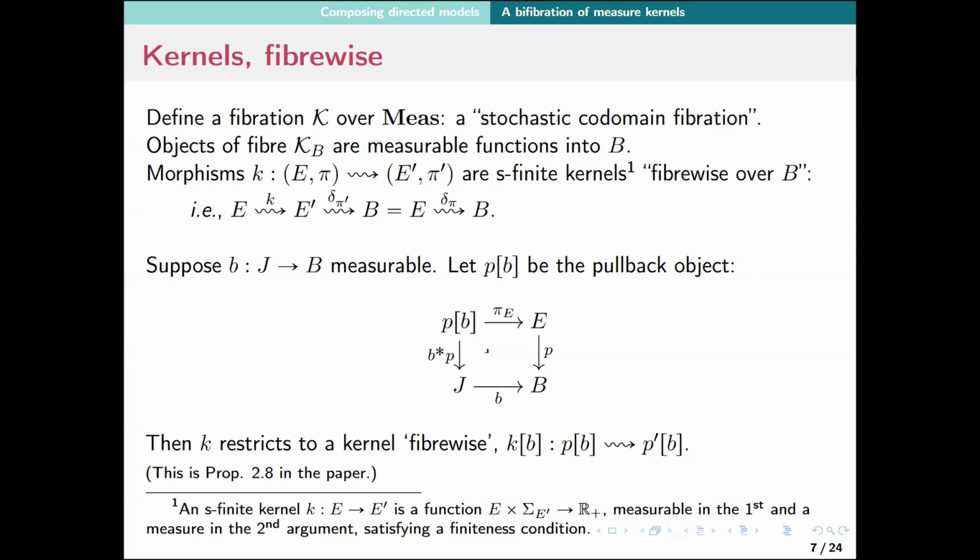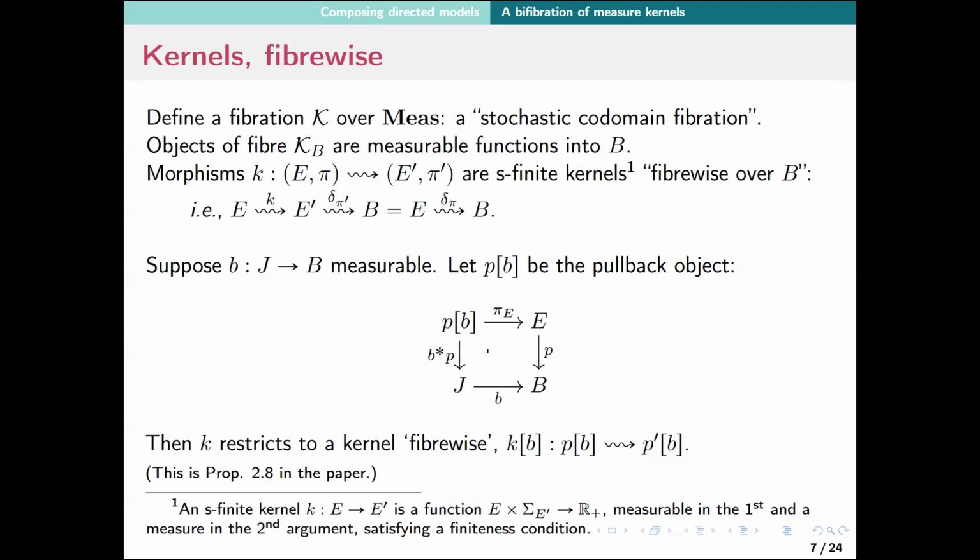Okay, so if you have these kernels which satisfy this triangle condition, then you can think of them as fiber-wise. To say precisely what I mean by that, I'm going to use the notation that David Spivak uses for pullbacks. So if you've got a bundle here from P e to B, and some morphism into B, little b, then we write this pullback object as P square brackets B.